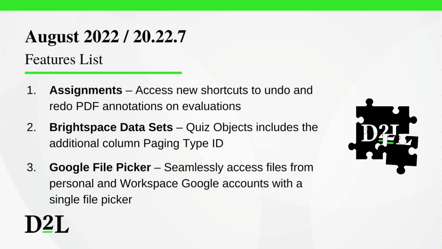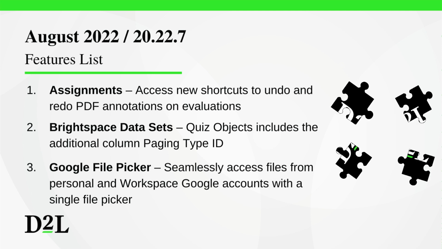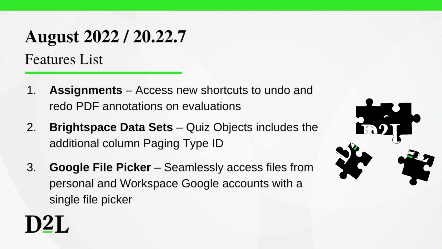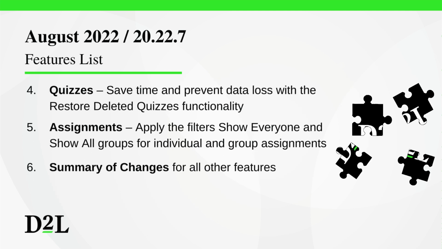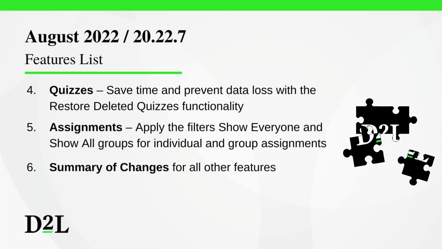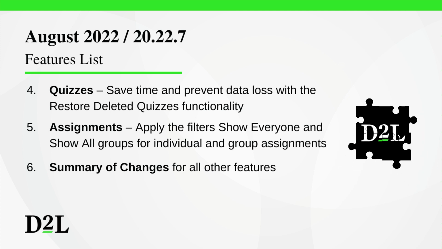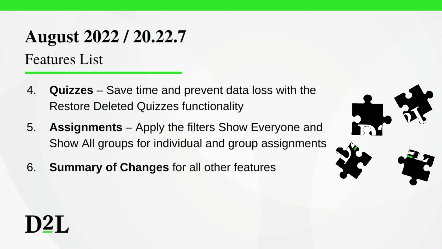Access new shortcuts to undo and redo PDF annotations on evaluations with assignments. With Brightspace Data Sets, quiz objects include the additional column Paging Type ID. Seamlessly access files from personal and Workspace Google accounts with a single file picker using Google File Picker. Save time and prevent data loss with the Restore Deleted Quizzes functionality in the Quizzes tool. In assignments, apply the filters Show Everyone and Show All Groups for individual and group assignments. And finally, a summary of changes made for all the other features.